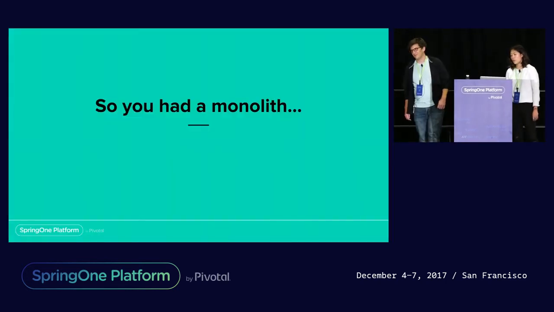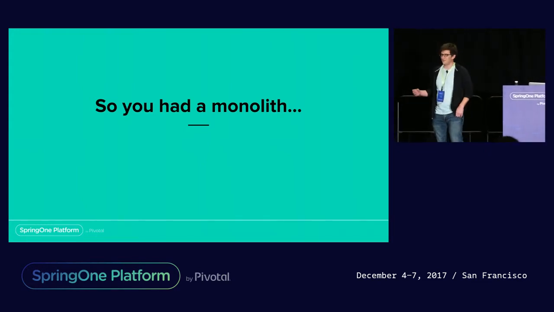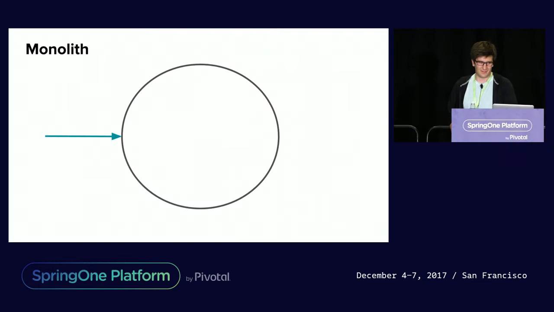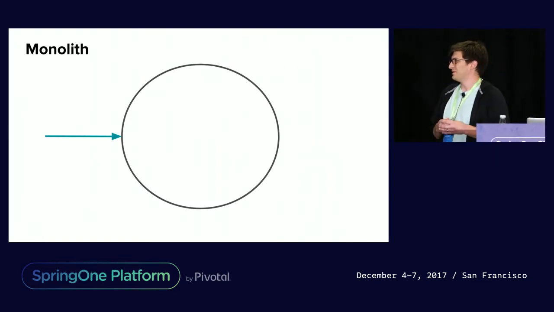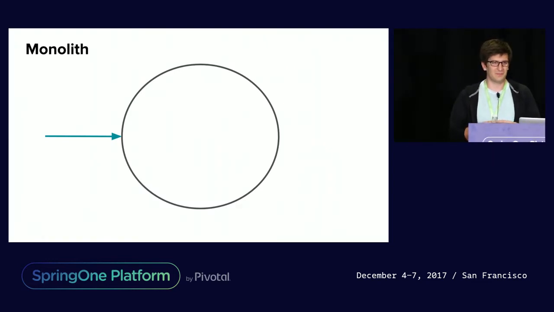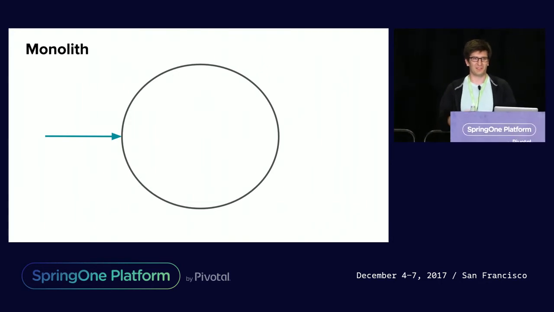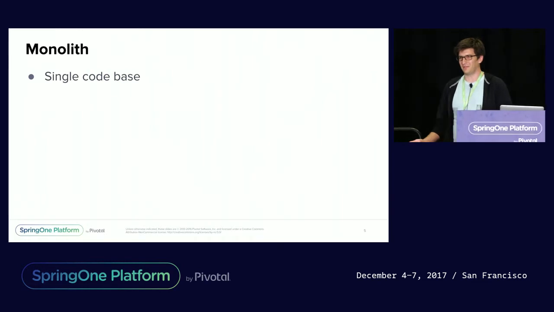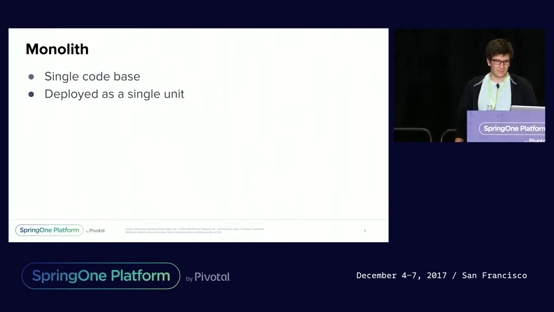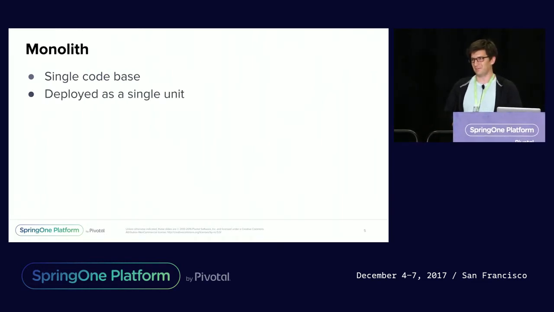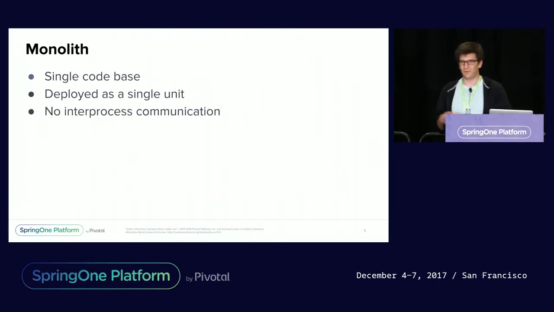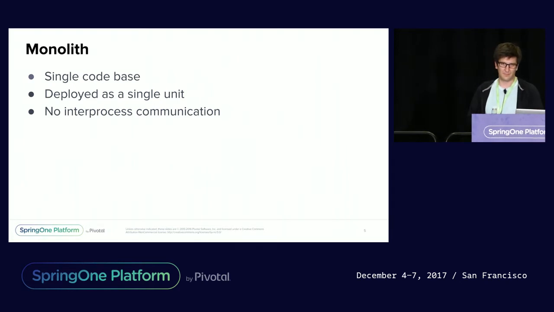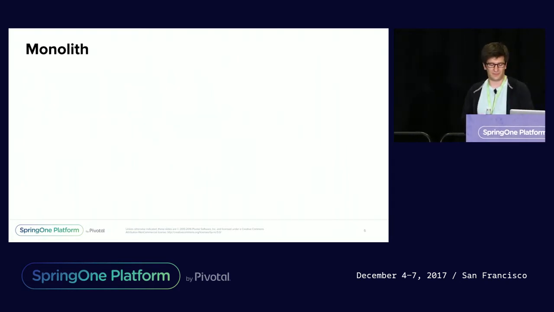Cool. So in the beginning, you have a monolith, maybe a majestic monolith. And your application handles a request from a user. You handle some business logic, and your application returns a response. And things are good. It's a single code base. You can deploy it as a single unit. And there's no messy inter-process communication to think about. But there are some trade-offs here, right?